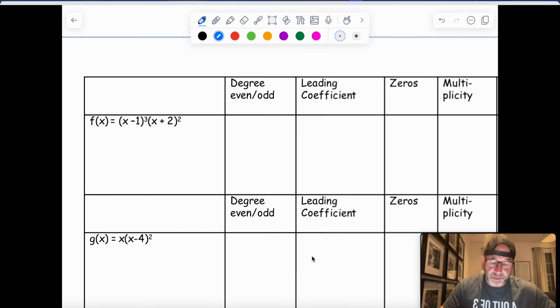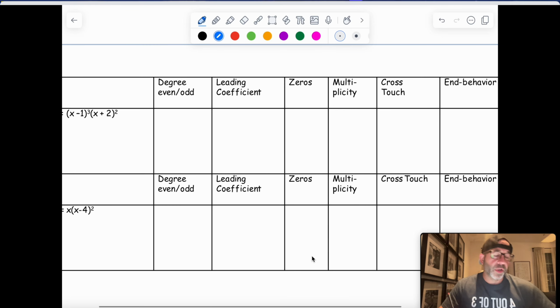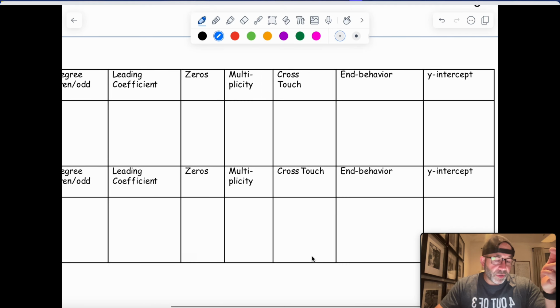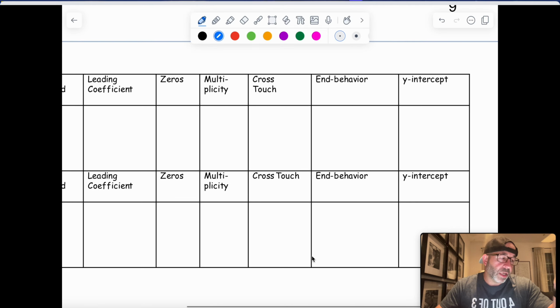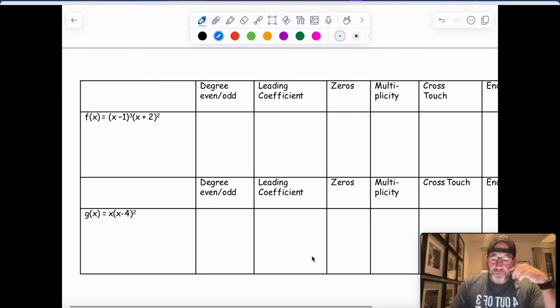So we're going to be asking about what's the degree of this, if it's even or odd. Is the leading coefficient positive or negative, or what is the leading coefficient actually? The zeros of this, and what's the multiplicity of those zeros? If those zeros are crossing zeros or turning zeros, the end behavior, which is going to be that limit notation, and then what's the y-intercept of this function. All right, so let's get started on these.